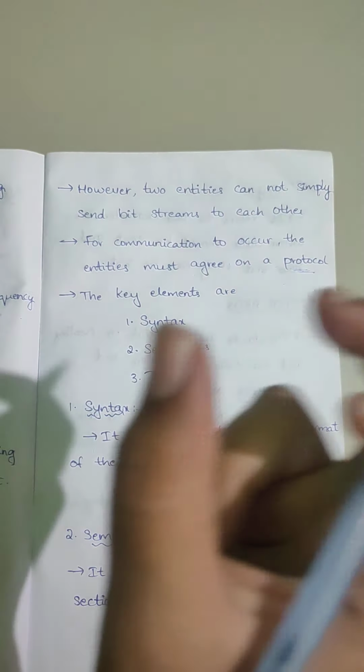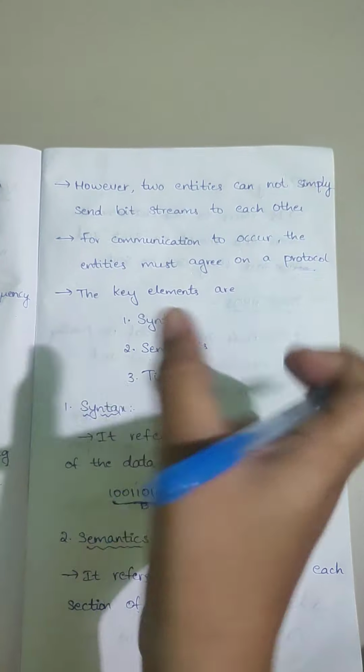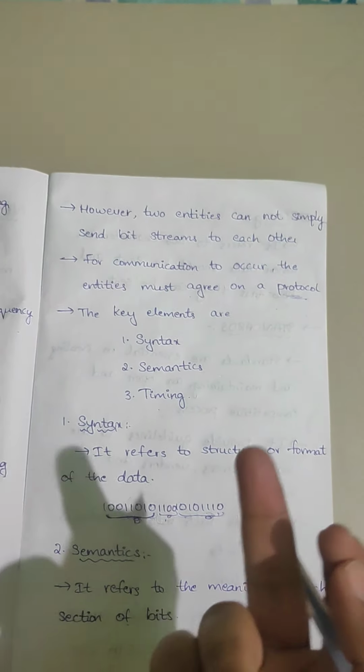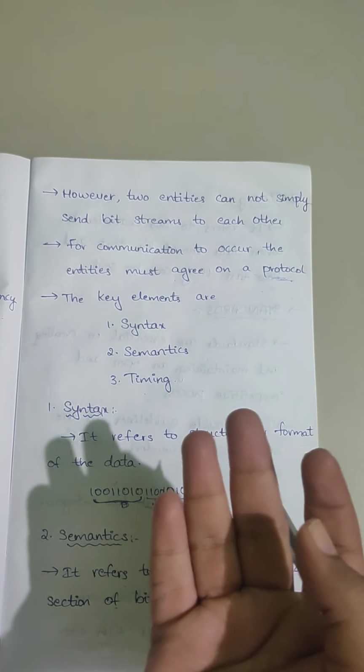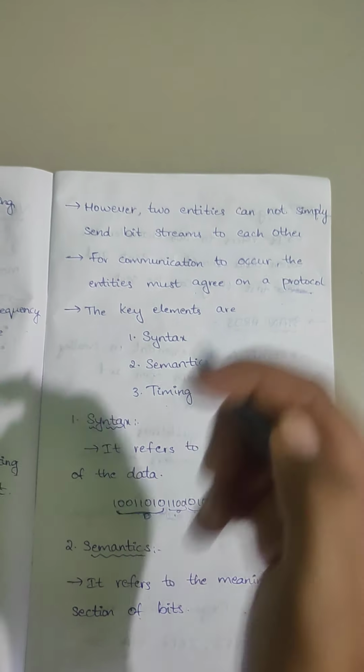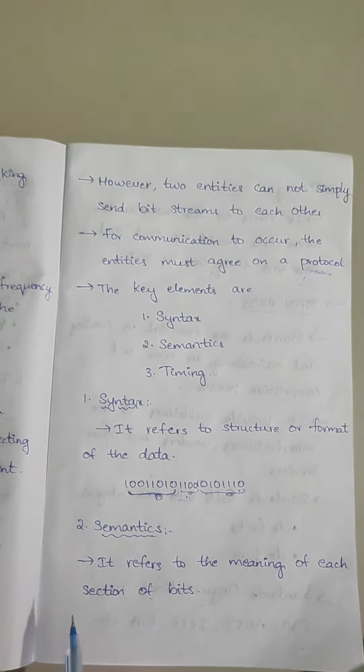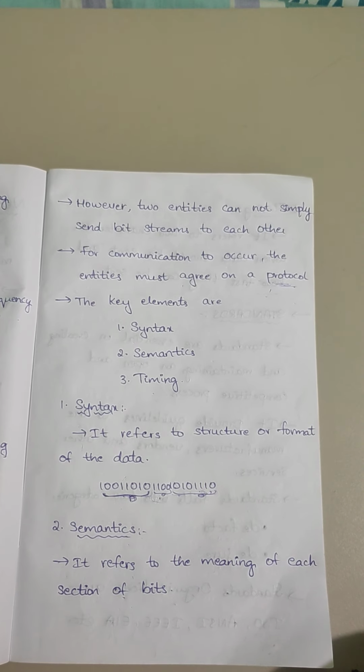That means the data will be understood by the receiver only if it follows the protocol, just as a person who knows only English cannot understand Urdu, right? In that way, without a protocol, data will be useless. The key elements of protocols are syntax, semantics, and third one, timing.